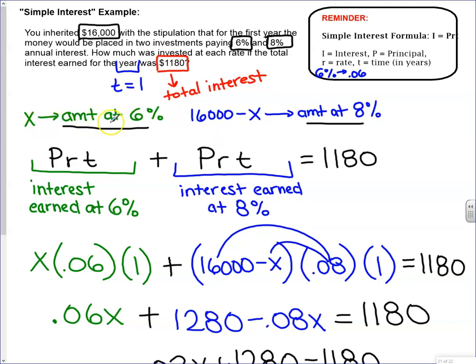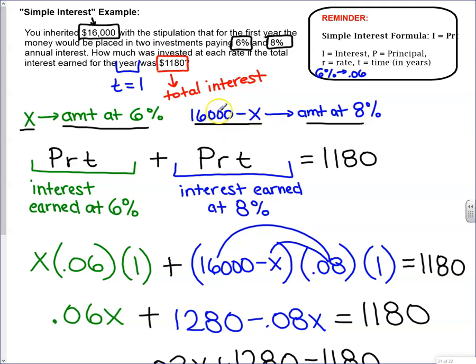So I'm going to let the 6% amount be x, and then that means that the 8% amount is going to be 16,000 minus x. And I get that because we know we started with $16,000, right? So if I put $10,000 in this account, I'd have $6,000 in this account, right? So whatever I put in the 6% account, the leftover is going into the 8% account. So both of your values here are going to be based on that x, right?